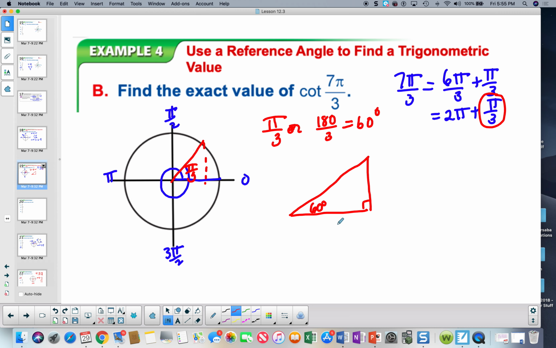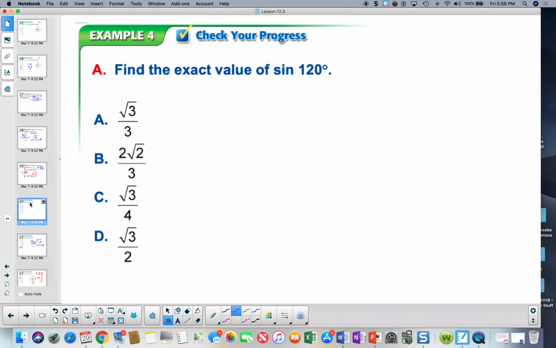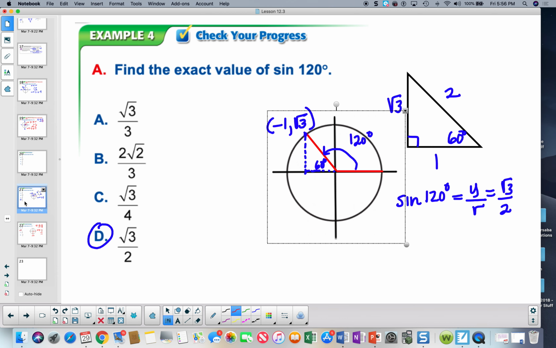And we know in a 30-60-90, this side is 1, this is root 3, and this is 2. That is the ratio in a 30-60-90 triangle. I'm trying to find the cotangent of 7 pi thirds, which means I want to use x over y. So if I go over 1, and then I go up root 3, this is going to be x, which is 1, divided by y, which is root 3, and we rationalize to root 3 over 3. And so that's the exact value. Okay, let's pause, have you draw that, and try to find the sign. And here's the answer.